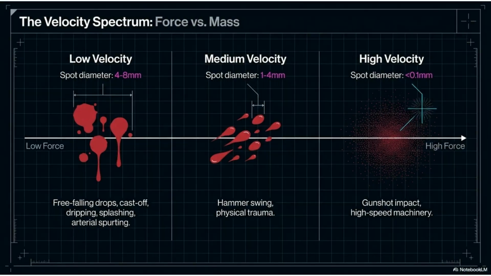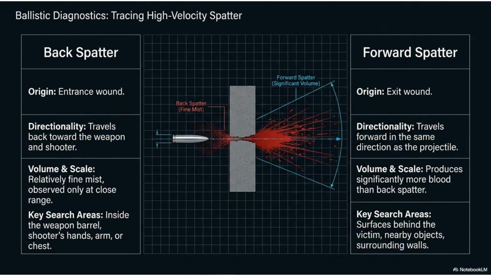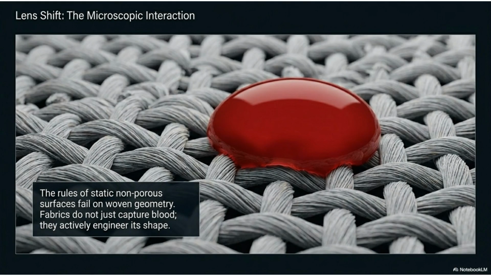The velocity spectrum, based on force versus mass, categorizes bloodstains into low, medium, and high velocity. Low velocity includes free-falling drops, while high velocity is seen in gunshot impacts and high-speed machinery. Ballistic diagnostics for high-velocity spatter differentiates between back spatter and forward spatter. Back spatter travels toward the weapon, while forward spatter travels in the same direction as the projectile and produces significantly more blood.